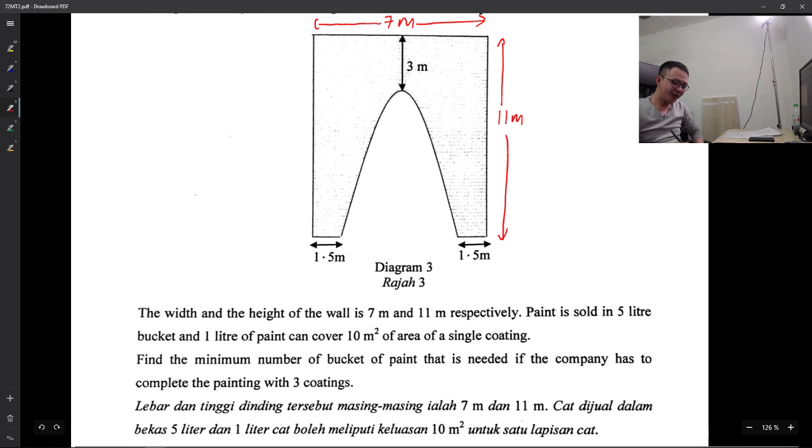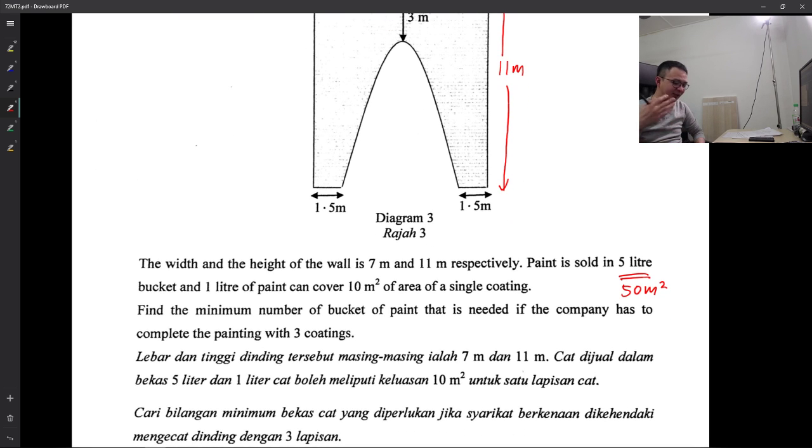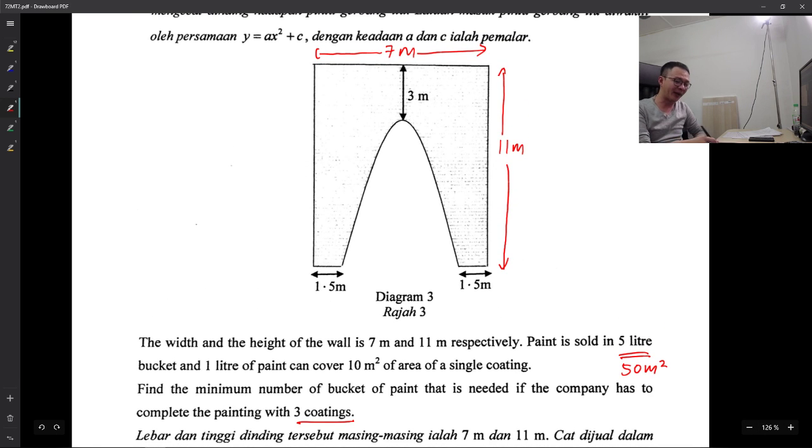Okay, and paint is sold in 5 liter buckets, and 1 liter can paint cover 10 meters square of area with a single coating. So that means if you paint your wall one time, 1 liter can cover 10 meters square. So 5 liters here can cover 50 meters square, right? Just multiply by 5 because one bucket has 5 liters. This is just some simple information. Find the minimum number of buckets of paint needed if the company has to complete the painting with 3 coatings. So that means the company is going to paint the wall 3 times.